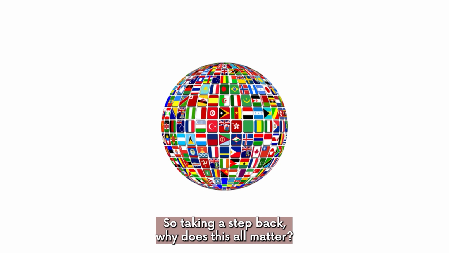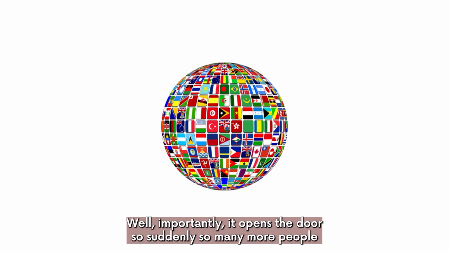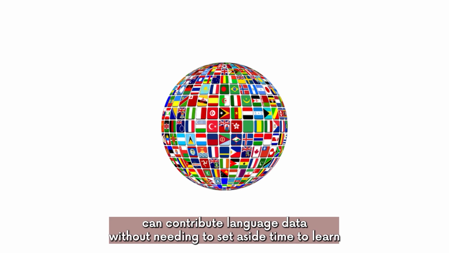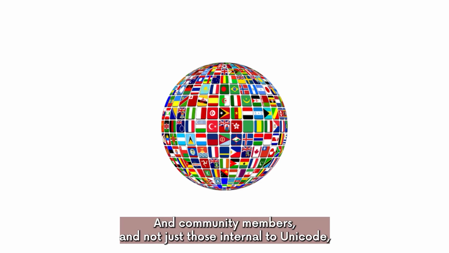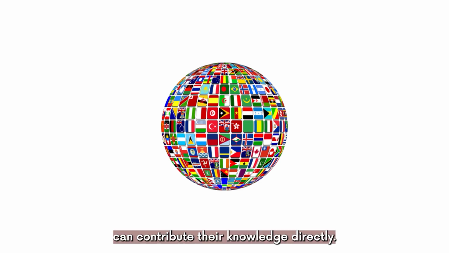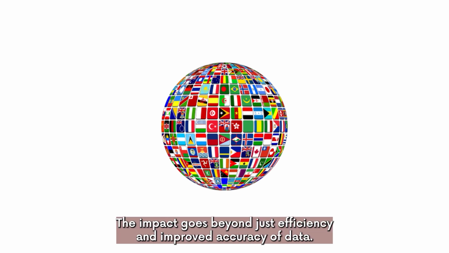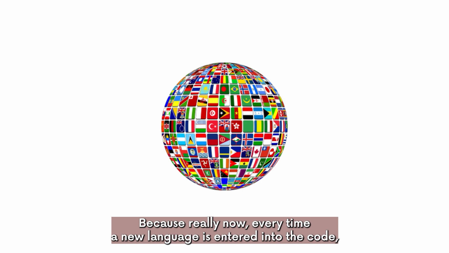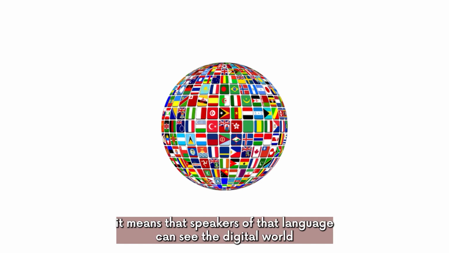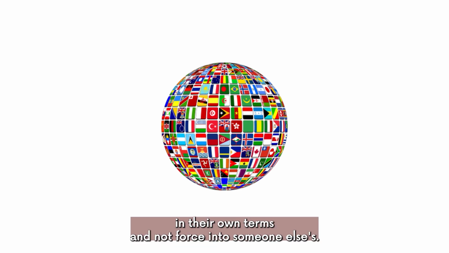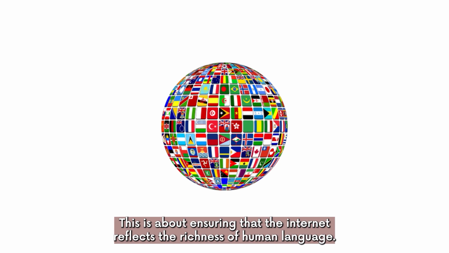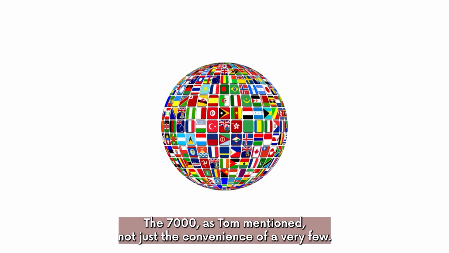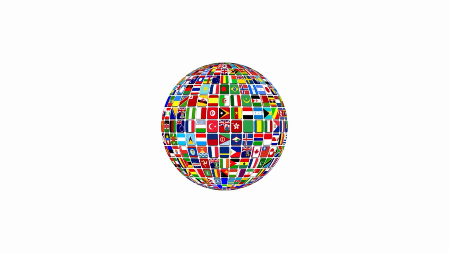So taking a step back, why does this all matter? Well, importantly, it opens the door. So suddenly so many more people can contribute language data without needing to set aside time to learn how to properly format these translations. And community members, not just those internal to Unicode, can contribute their knowledge directly. The impact goes beyond just efficiency and improved accuracy of data, because really now every time a new language is entered into the CLDR, it means that speakers of that language can see the digital world in their own terms and not forced into someone else's. This is about ensuring that the internet reflects the richness of human language, the 7,000, as Tom mentioned, not just the convenience of a very few.